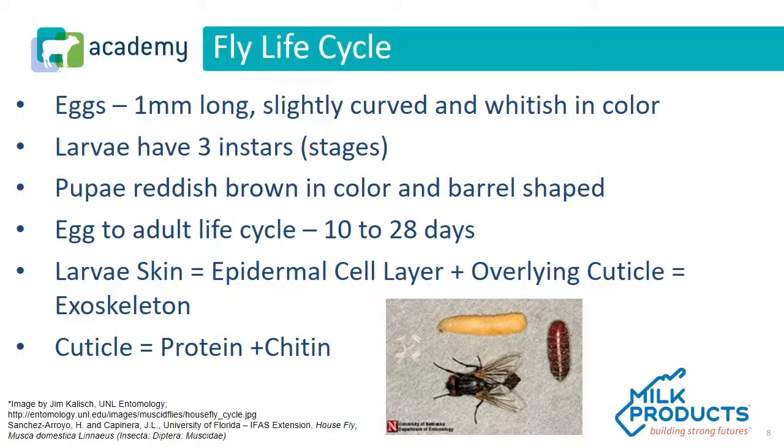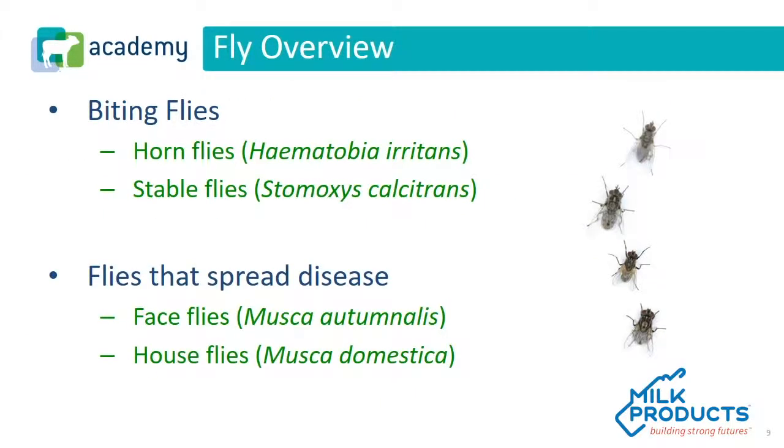The skin of the larvae is an epidermal layer plus the overlying cuticle, or exoskeleton, which is a hard outer layer. The cuticle is made up of protein and chitin. The flies that are of concern in the calf are biting flies, such as horn flies and stable flies, and flies that spread disease, face flies and house flies.